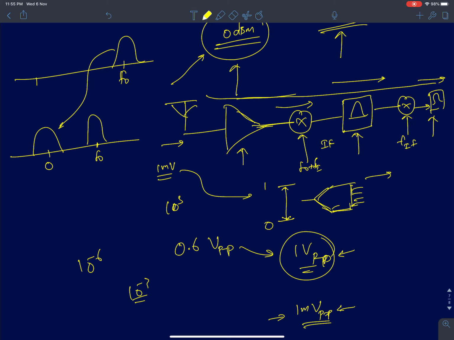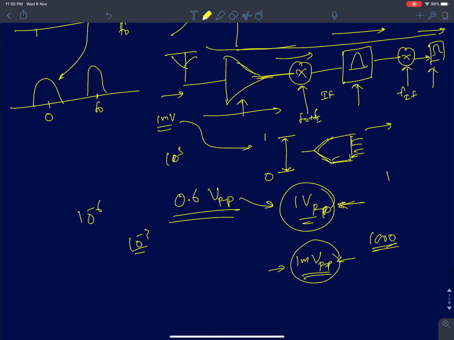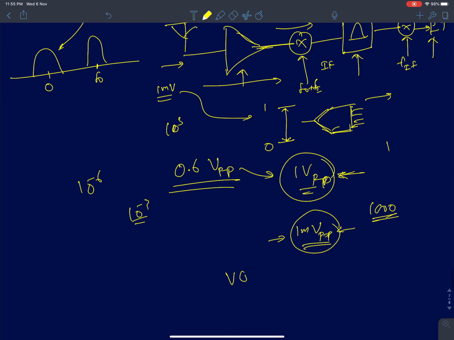Which means if the receiver knows that you are receiving a signal of 1 volt, you can't give a gain of 1000 to the receiver, because if you give a gain of 1000, it will amplify it so much that it will saturate the receiver. You can't give that. Instead, you should have a gain of 1. When you receive, say, a 1 millivolt peak to peak signal, then you need to have your gain of 1000. So you need to have some kind of a variable gain. That's called a variable gain amplifier.